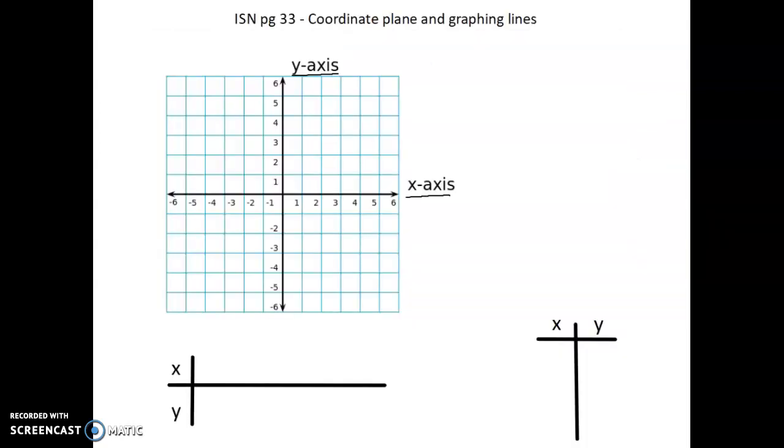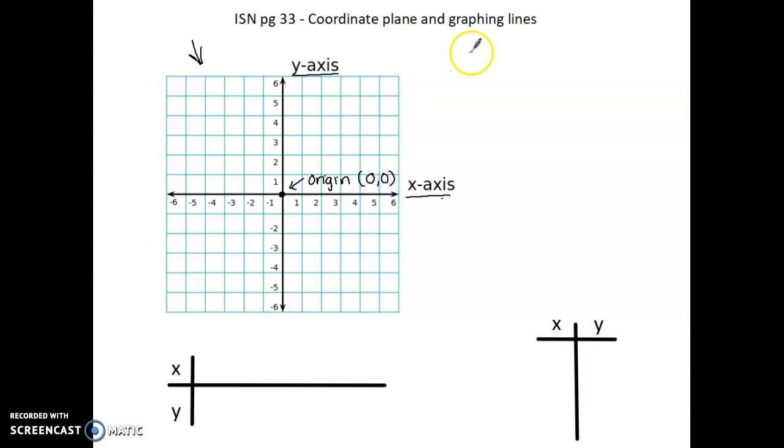You should be on ISN page 33, and the title is Coordinate Plane and Graphing Lines. This is a coordinate plane. It has 2 axes, the x-axis, the horizontal axis, and the y-axis. I always say y to the sky, so you can remember it's vertical. They cross at the point 0, 0. That is called the origin. And you write the coordinate points 0, 0.